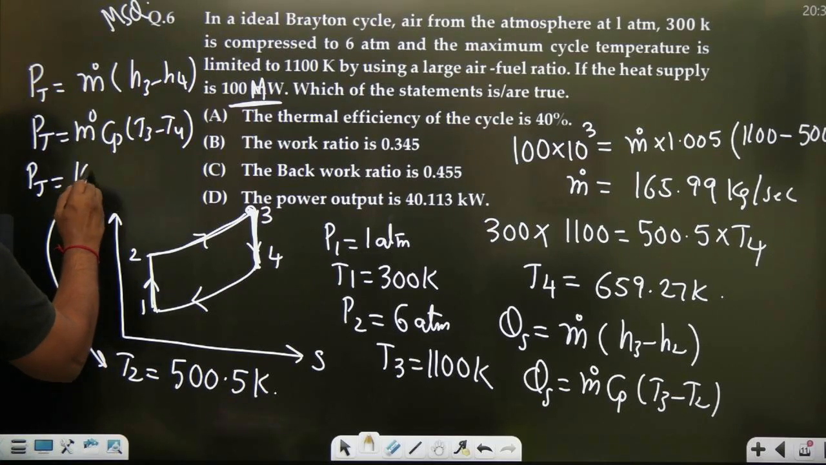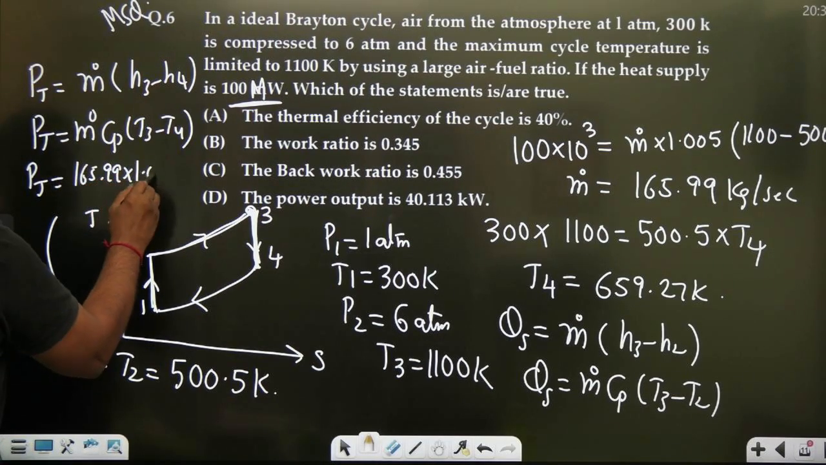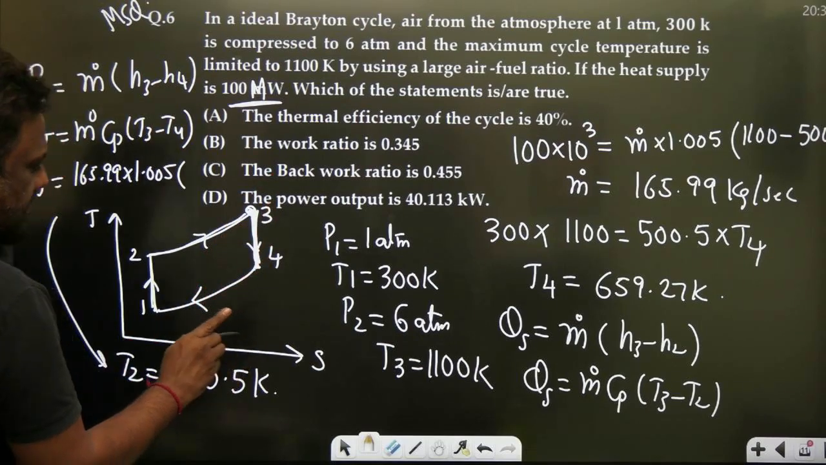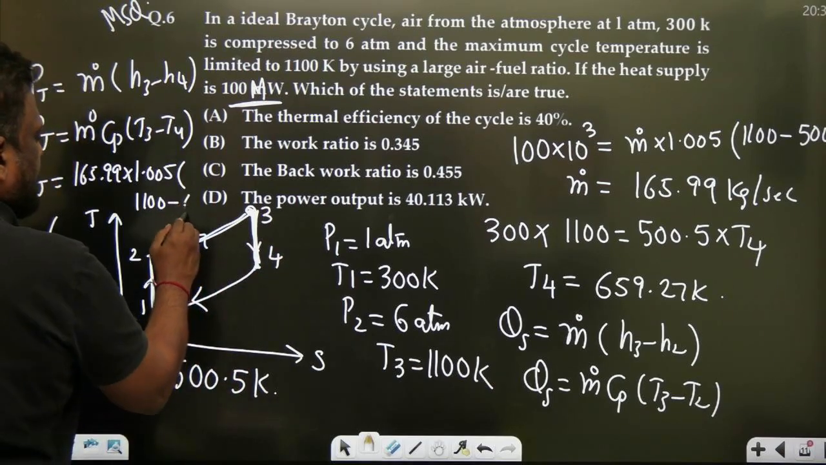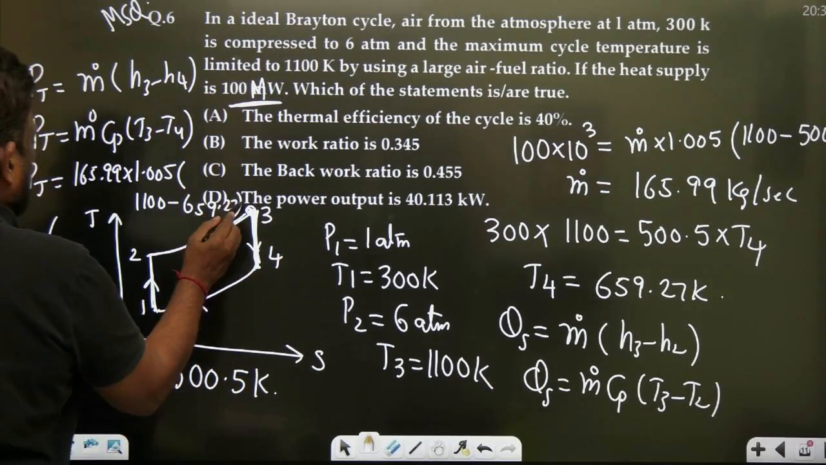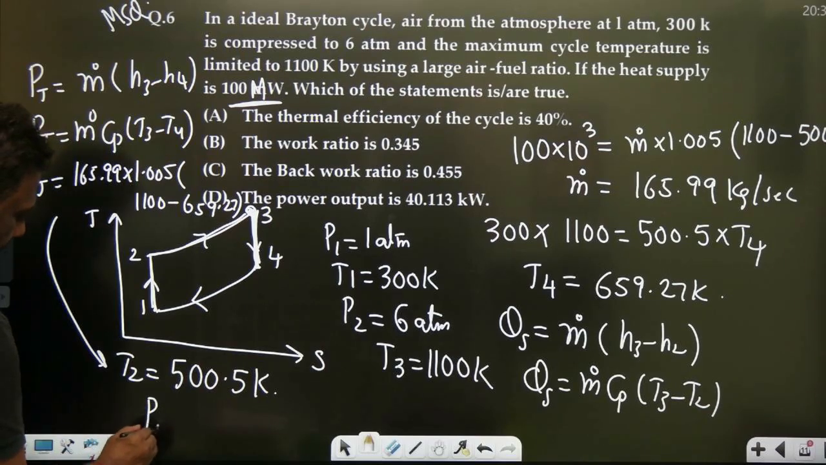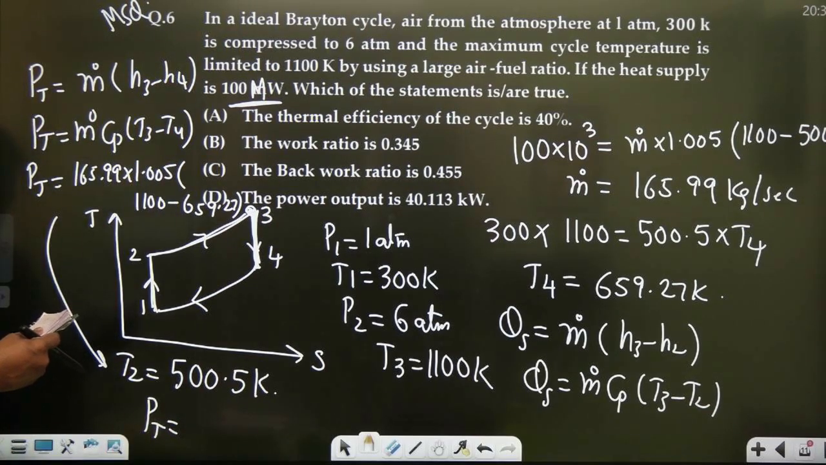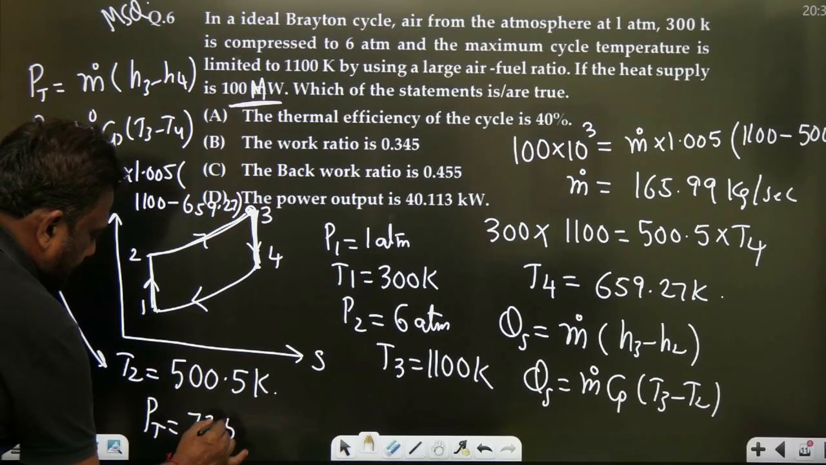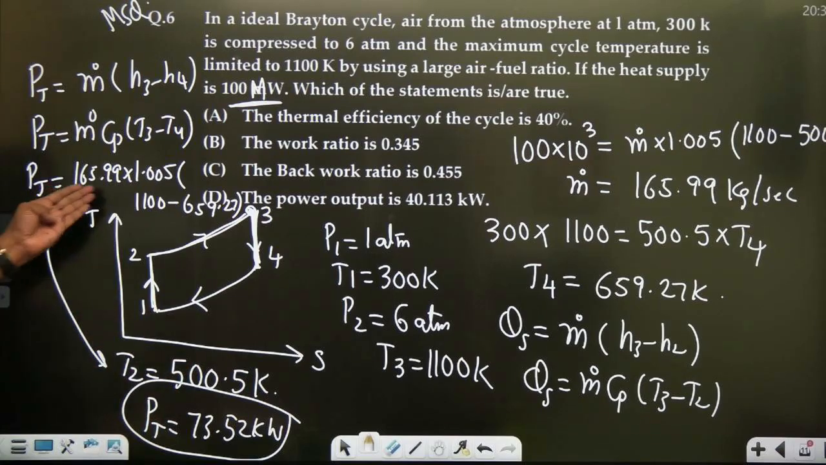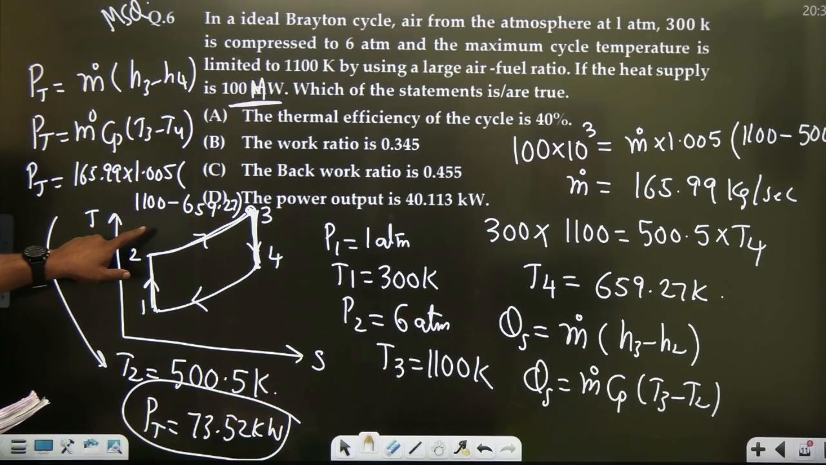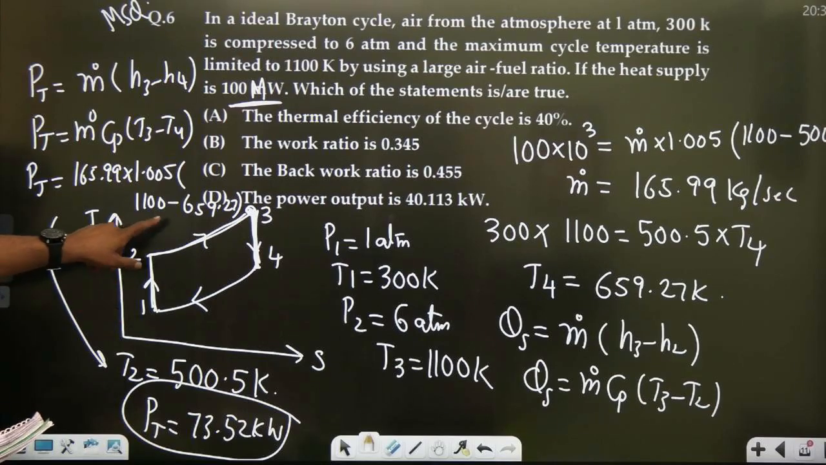So what is m dot? M dot is 165.99, into 1.005, into T3 minus T4. T3 is 1100, minus T4, which is 659.27. So you will get the turbine power as 73.52 kilowatt. This is the turbine power. The turbine power is 73.52 kilowatt. From this, I can easily calculate. So it is 165. Okay, fine. This is 659.